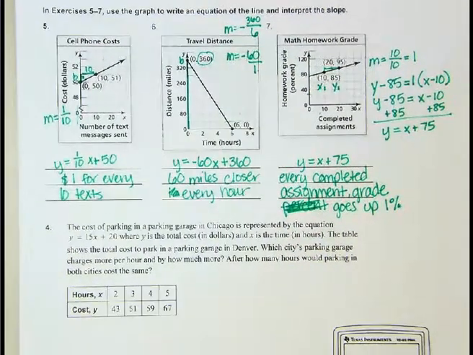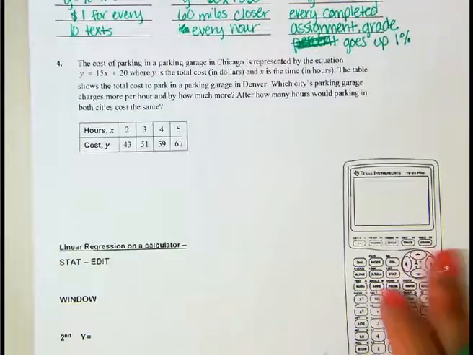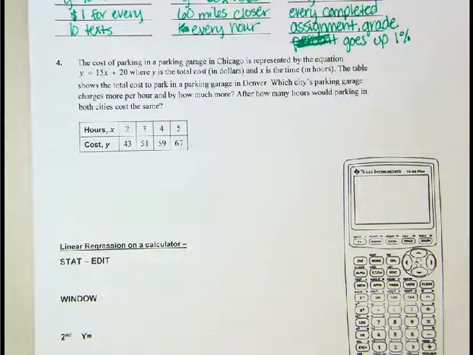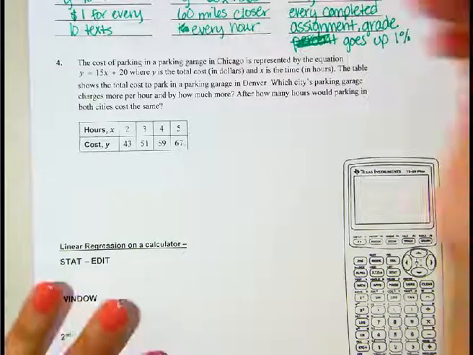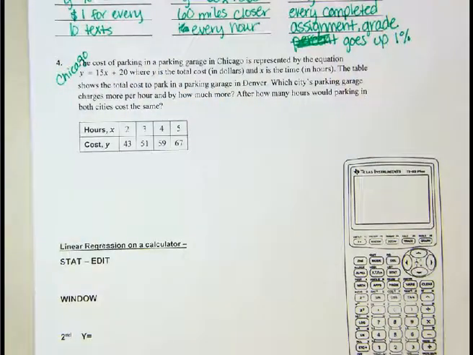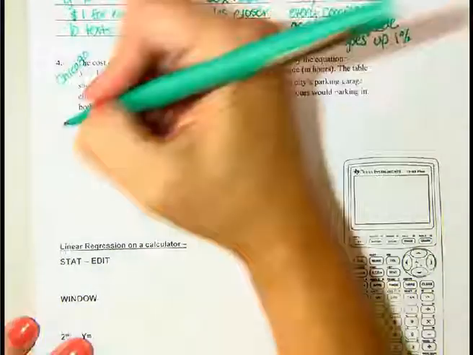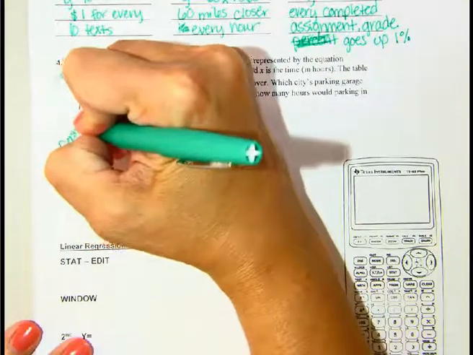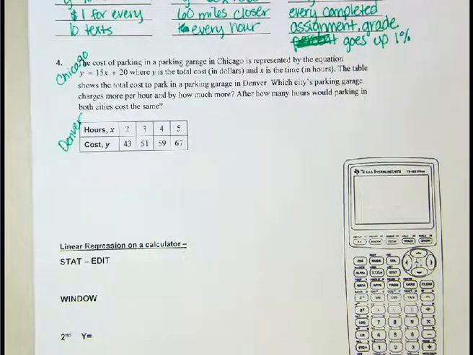Now, for number 4, and let's see, we're getting ready to start using the graphing calculator here. The cost of parking in a parking garage in Chicago is represented by the equation y equals 15x plus 20. So I want to make a note that this is Chicago. Okay? Where y is the total cost in dollars and x is the time in hours. The table shows the total cost to park in the parking garage in Denver. So this one is Denver. That's why I wanted to make a note, keep Chicago and Denver separate.